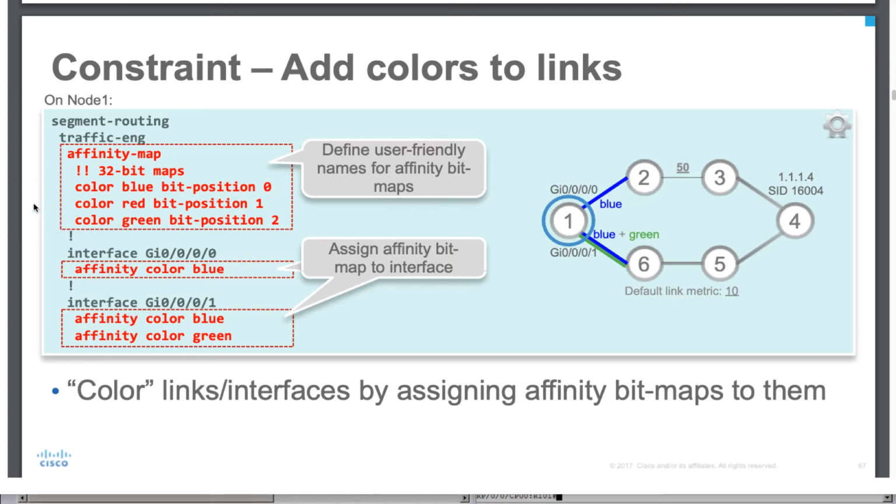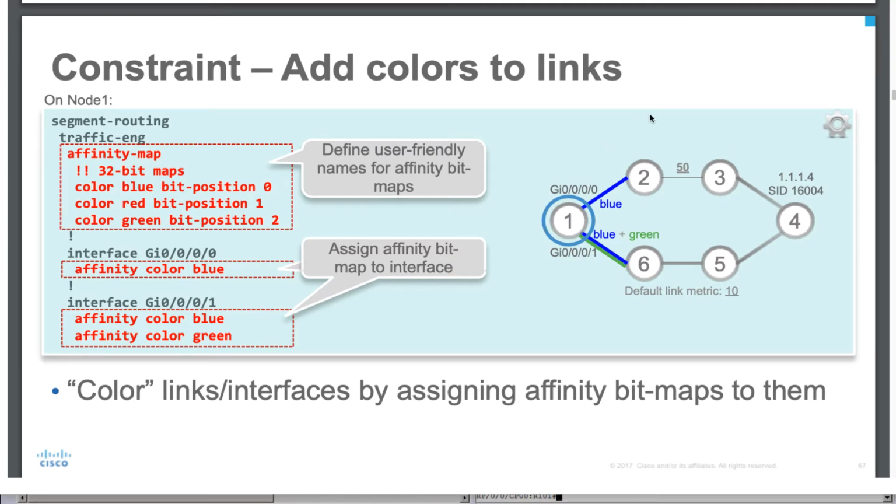We are defining another color in this affinity map: red, denoted by bit position number 1. We are using another color, green, denoted by bit position number 2. So we now have an affinity map with 3 colors, blue, red, and green, and all of these colors are represented by different numerical values. Now we just need to create the same affinity map across all the devices in this whole topology. We'll repeat the same configuration on node 2, node 3, node 4, node 5, and node 6.